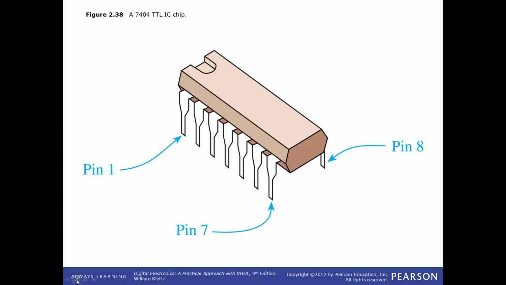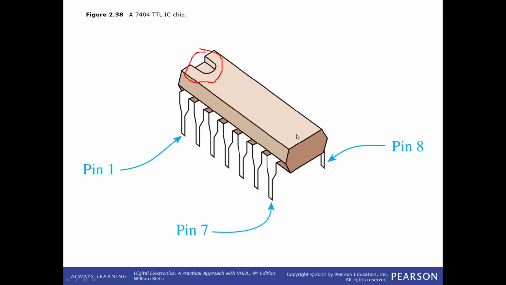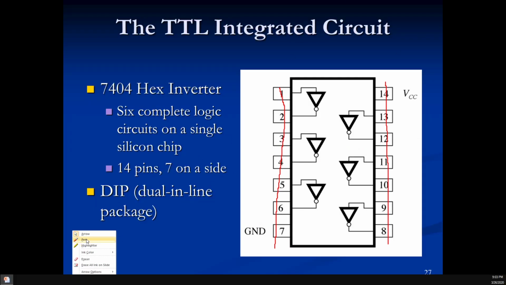On an actual chip, one thing that's common between all of these different logic chips, you'll notice this notch up here. That tells you what you can think of as the top of the chip, meaning it tells you where pin 1 is. If you think of this notch as the top, pin 1 is always the upper left. So that's how this chip is oriented here.